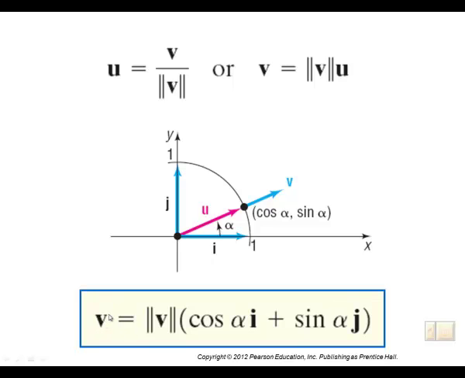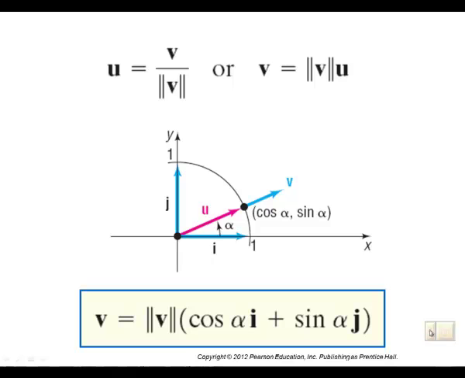So when we write our vector here in terms of I and J, we use the magnitude, and magnitude here could be configured in terms of speed or newtons or different units. And that's going to be times cosine alpha I plus sine alpha J.